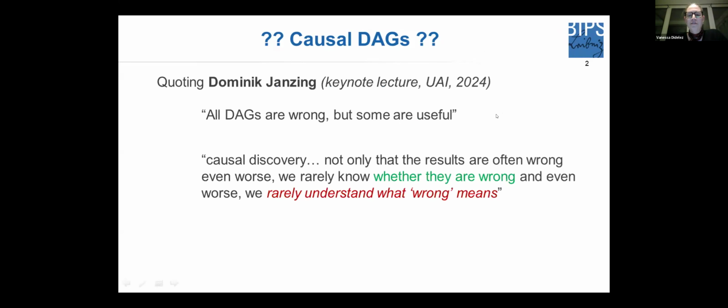Anna showed us some examples of how they can be useful, but he also reflected a bit disillusioned on his own experience, saying that with causal discovery, not only are the results often wrong, even worse, we rarely know whether they are wrong. So this is maybe where Anna's suggestions help. And even worse, we rarely understand what wrong means. I think maybe there we still need to have more thought.